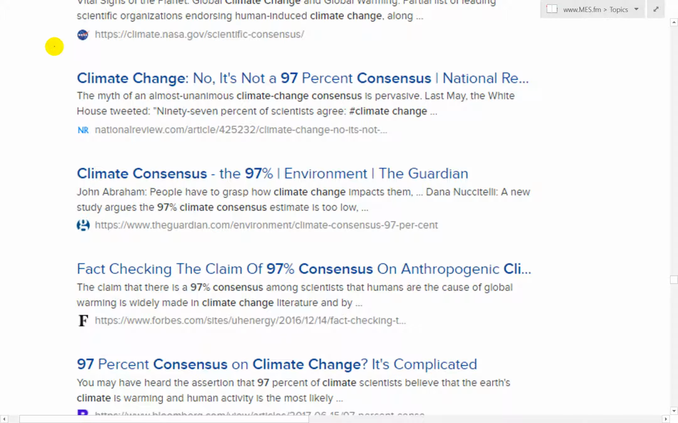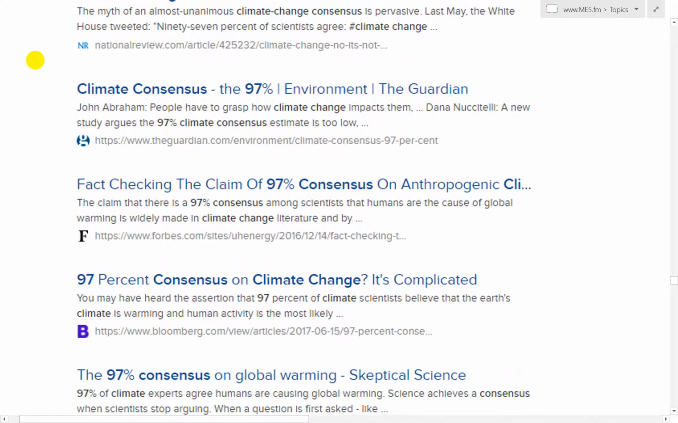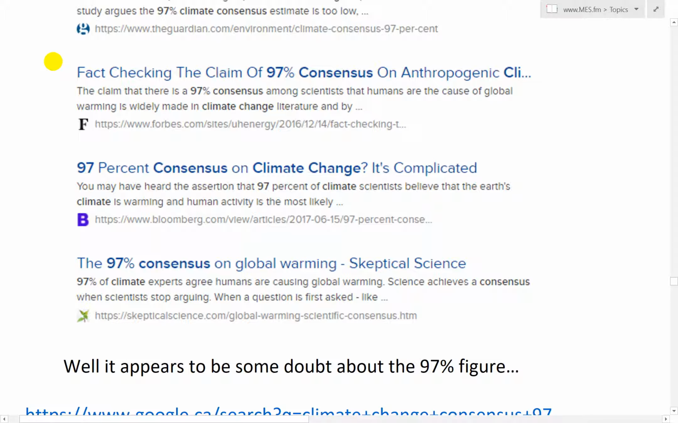Then this National Review says no, it's not 97%. I believe this is a conservative news outlet, so that's interesting. Then you have the Guardian, a big news outlet, much bigger than National Review: climate consensus at 97%. Then Forbes fact checking it.